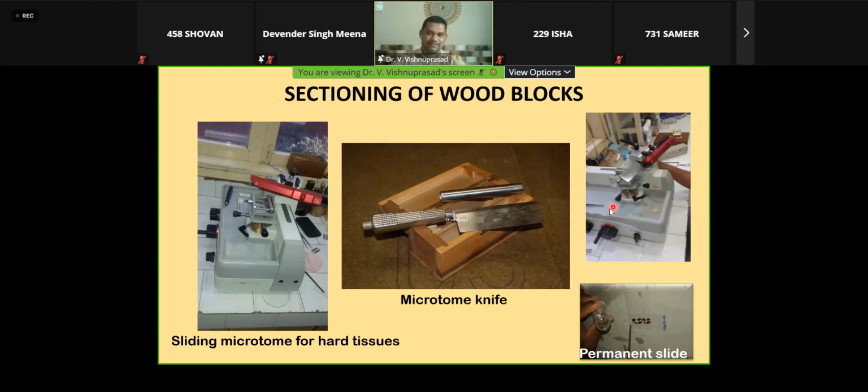You need to keep the petri dish and everything ready, and if there is any debris that just falls over here, which can be cleaned later.